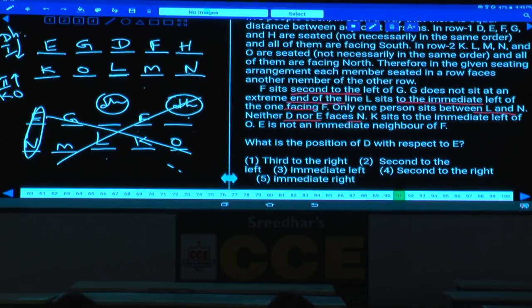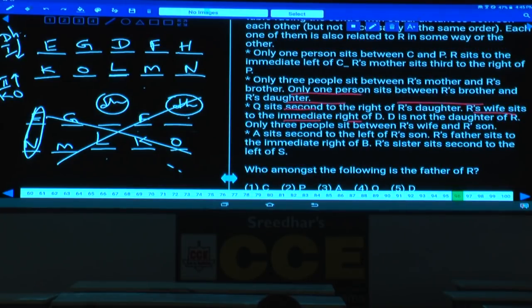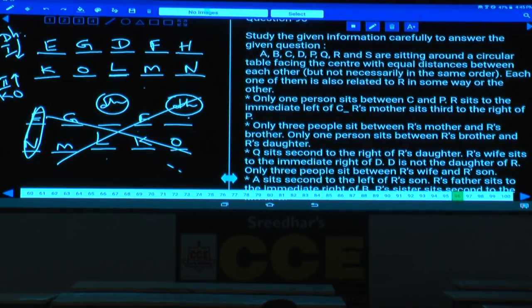And this is about 91 to 95. Then 96 to 100. Now in this 96 to 100, ABCD, PQRS are the 8 persons seated around a circular table facing the center with equal distances between each other but not necessarily in the same order. Each one of them is also related to R in some way or the other, isn't it? Now, sir, these persons belong to a family and are related to one person, that is R. Earlier we had discussed these types of questions wherein persons are related to a single person, isn't it?